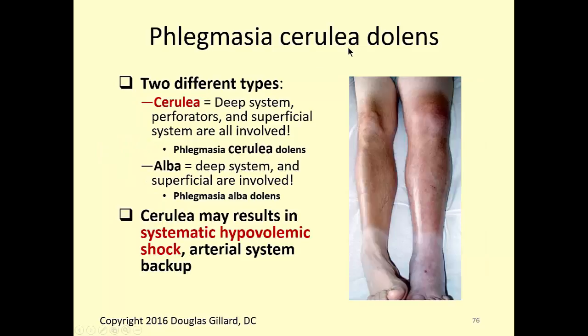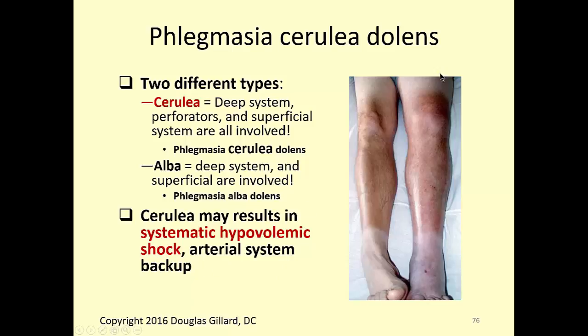There are two different flavors of it. There is a caerulea type and an alba type. Phlegmasia caerulea dolens is the one the literature talks about the most, because it's so devastating. The deep system, the perforators, and the superficial system can all be completely clogged at once. It's a medical emergency. The patient probably won't see you, though, right? He'll probably go right into the hospital. But the caerulea may get so bad it can cause hypovolemic shock and arterial system backup.